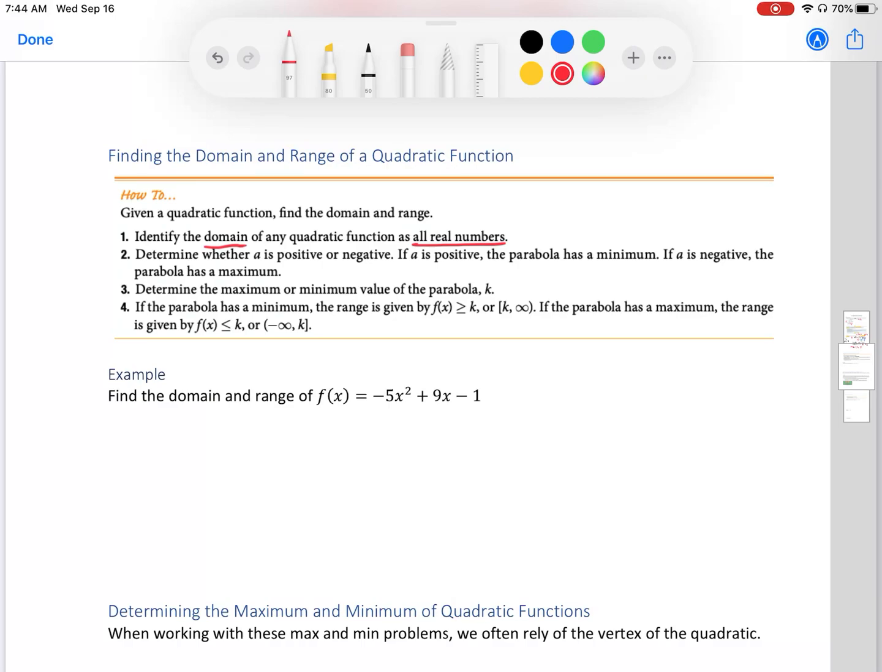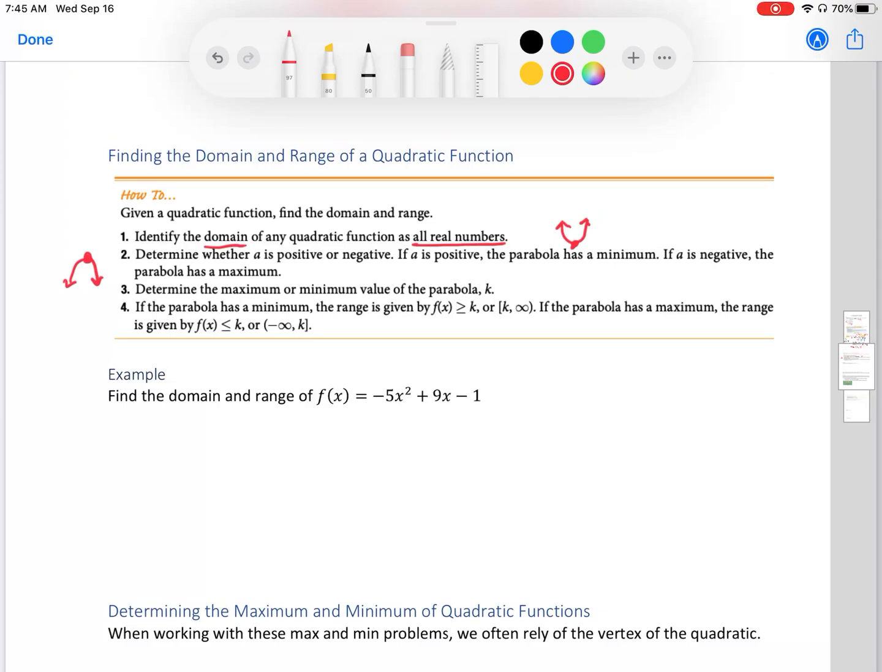If a is positive, the parabola has a minimum, meaning if the leading coefficient is positive, it's going to open up. So it's going to have a lowest peak, a minimum. If a is negative, the parabola has a maximum, meaning if it starts with a negative, it's going to open down, and therefore the highest peak will be a maximum. Determine the maximum or minimum value of the parabola, k.